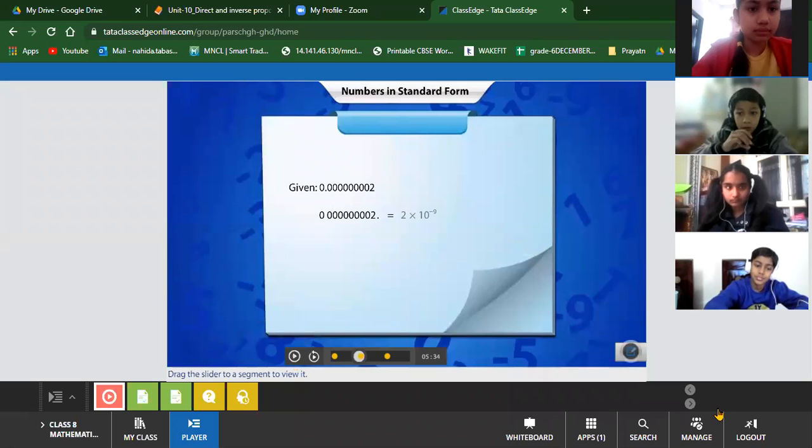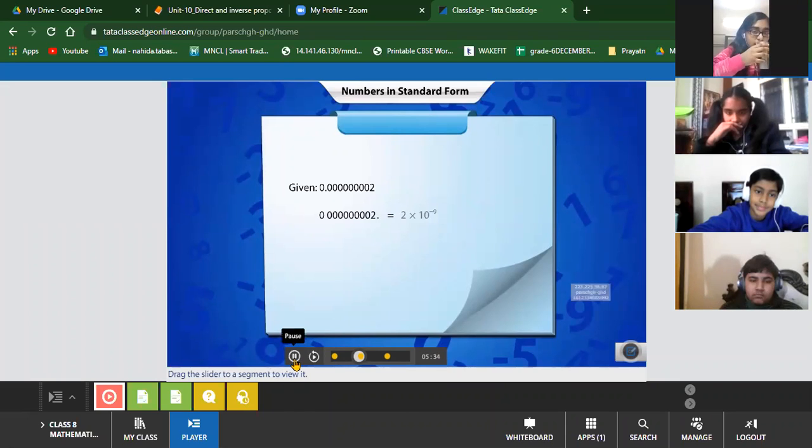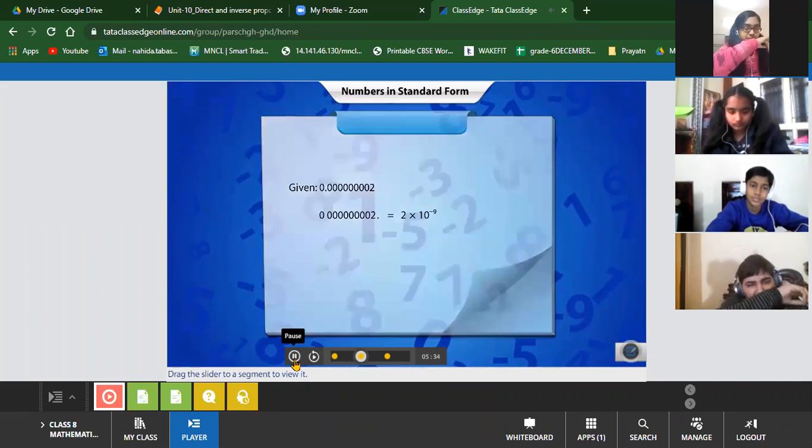Siddhi? Because the numbers are in decimal form. Exactly. Because the original number was in decimal form, I definitely need to move the decimal towards the right-hand side. For that I need the division, and I can do it only when I have the power in the negative form. Notice that the power of 10 is negative 9. This is because the decimal point is moved 9 places to the right.